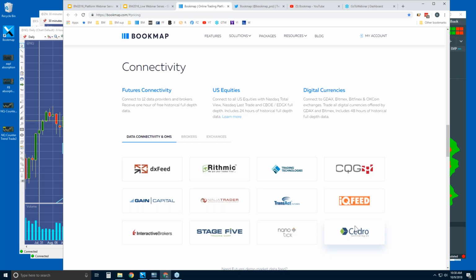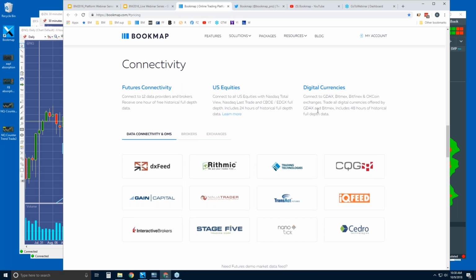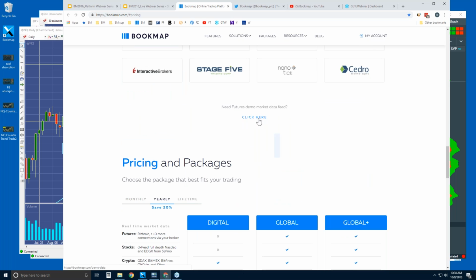You can connect to all of those for futures, as well as the API for TTX Trader Pro, Ninja 7 and 8, and Interactive Brokers Traders Workstation. You can go through the API, but it's recommended to bypass another program and go directly with the data provider like Rhythmic or CQG. If you want a demo of some futures data, you can click here.